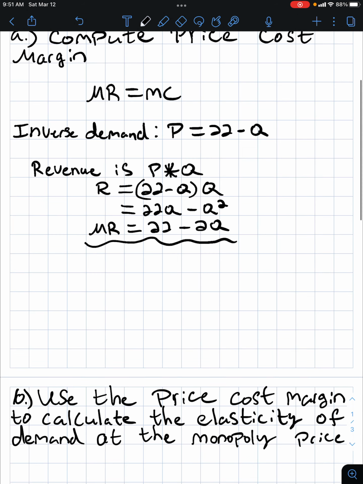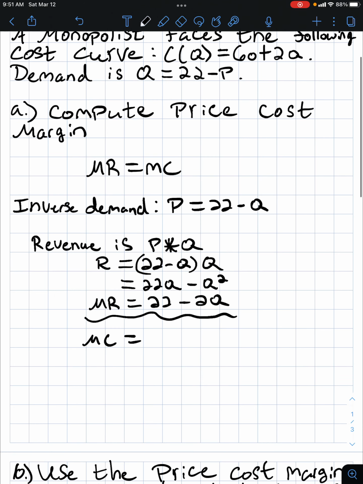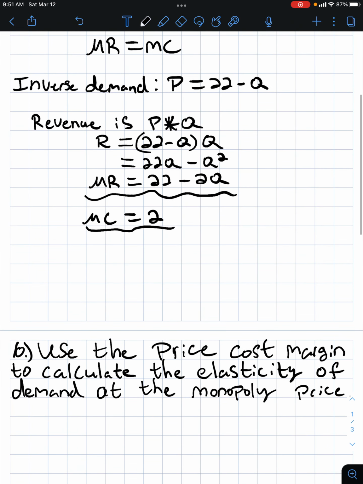And what is our marginal cost? Well, our marginal cost is equal to the derivative of our cost function with respect to Q, or 2 as our marginal cost. So now that we found our marginal revenue and marginal cost, we can set them equal to each other. 22 minus 2Q is equal to 2.